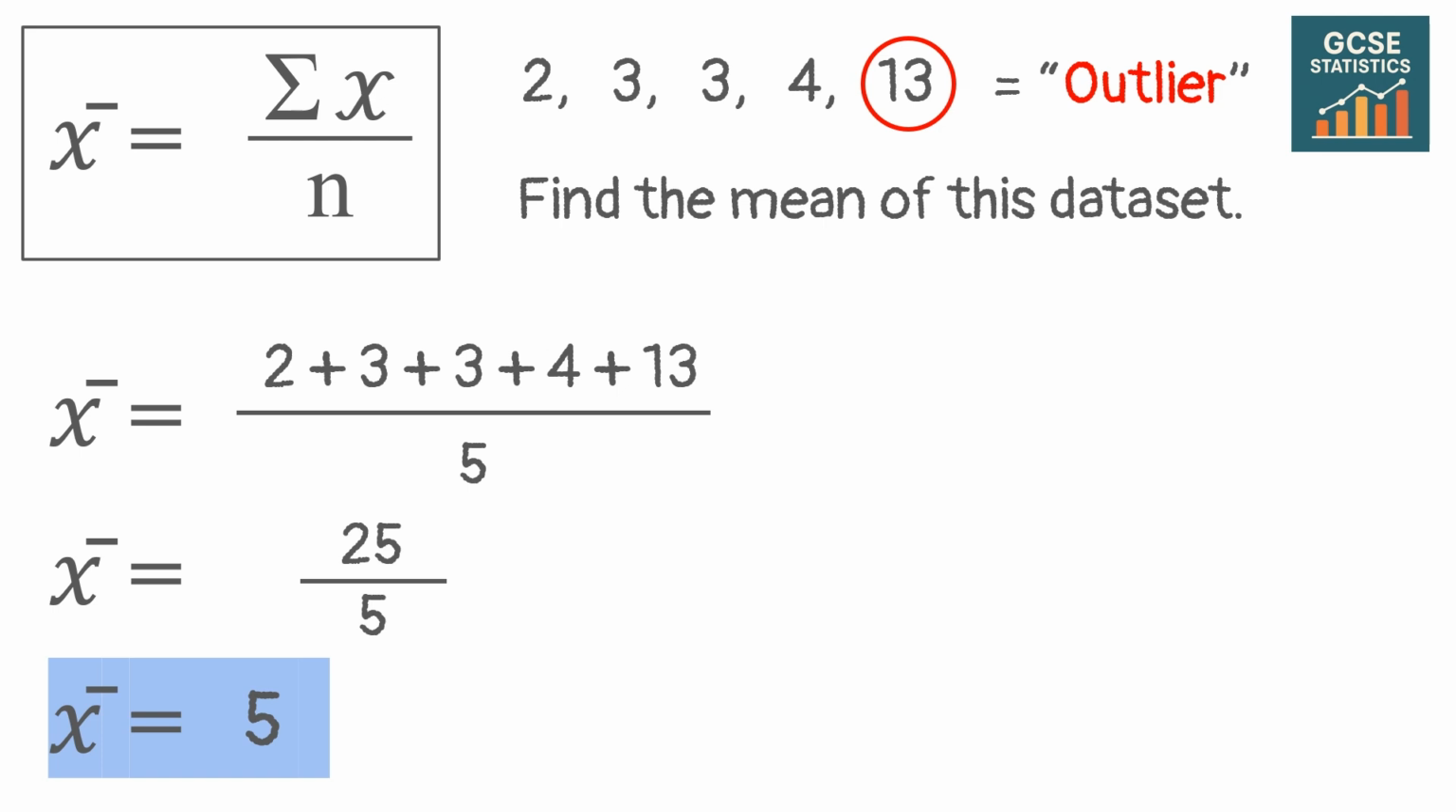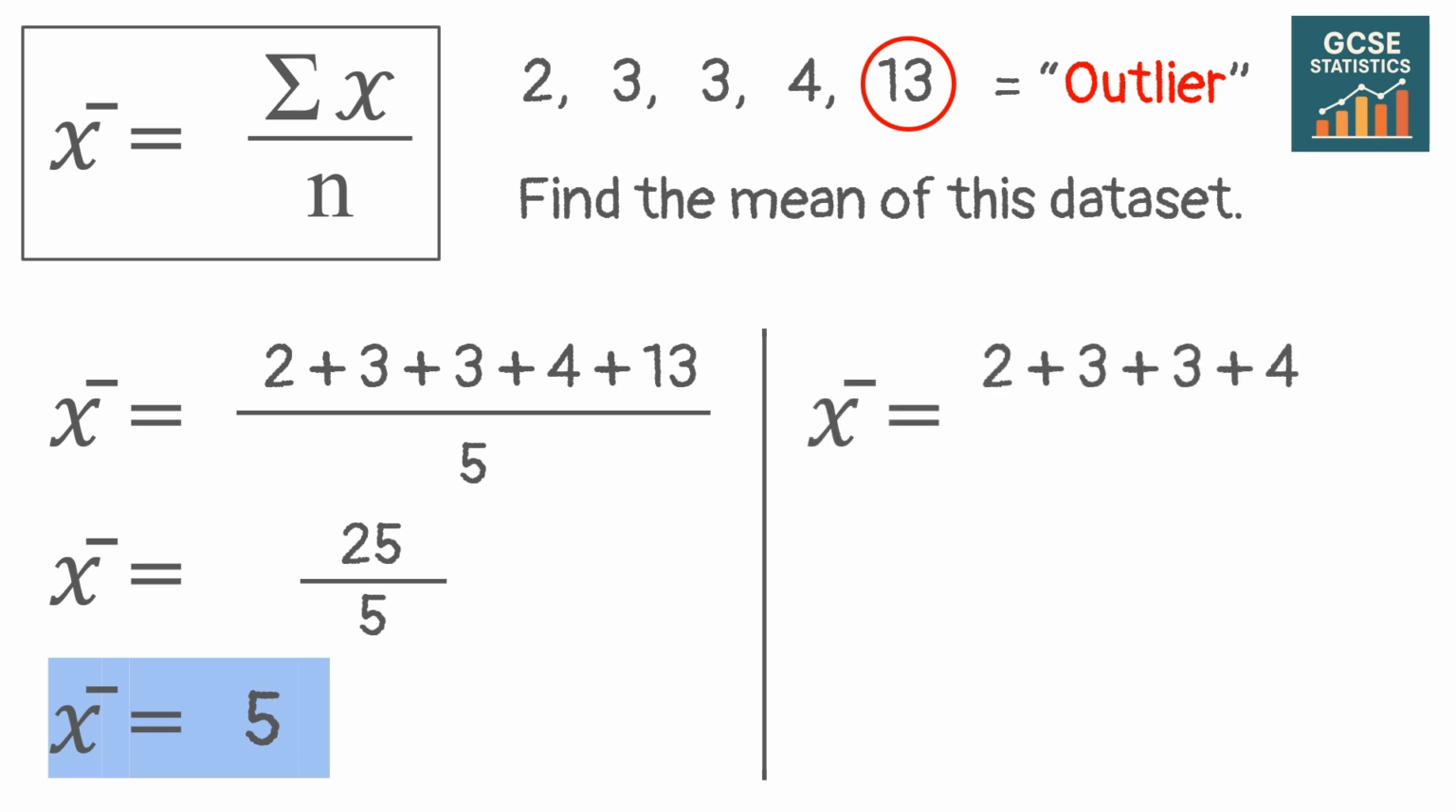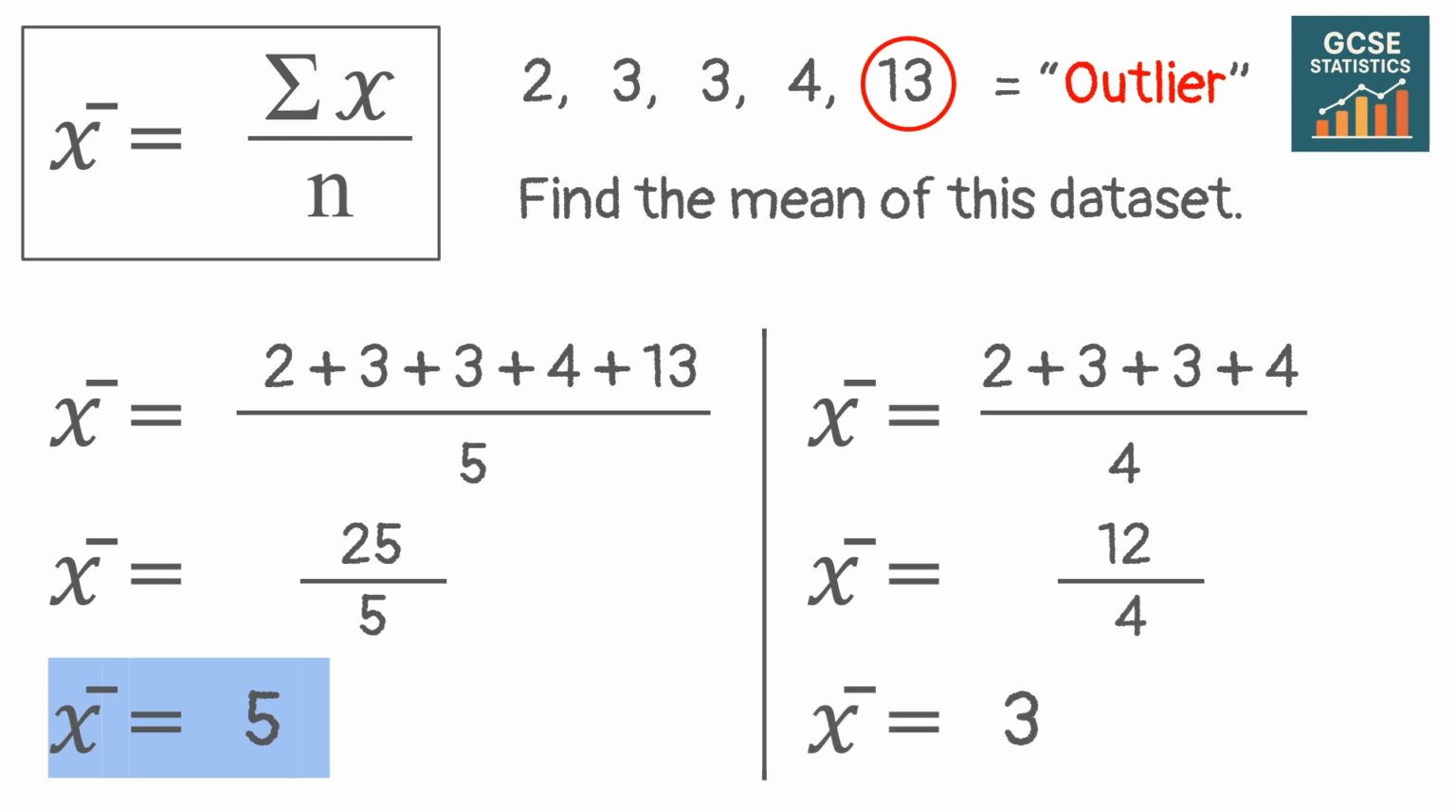To understand how this affects the value of the mean, let's remove it from the dataset. So now we have 2 plus 3 plus 3 plus 4 over 4, the new number of values. This equates to 12 over 4, which is 3. While it doesn't seem a huge difference here, it still makes sense how 5 looks a little unusual since 80% of the previous dataset was between 2 and 4. Also note, we'll cover outliers in more detail when we look at the range and the IQR.